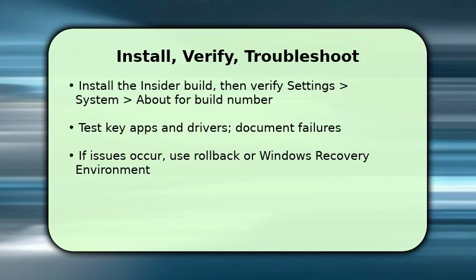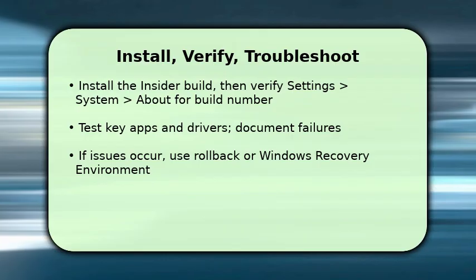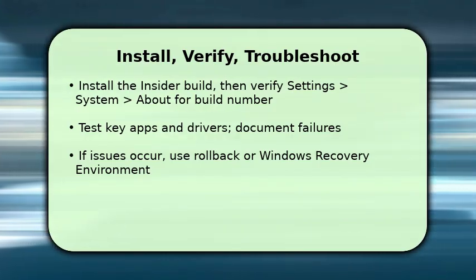Once installed, test essential apps, drivers, and peripherals. Document failures with reproductions and logs because that information speeds fixes. If something goes wrong, use the rollback option in Recovery or boot into Windows Recovery environment to restore a previous image. One key troubleshooting tip: collect logs and use Feedback Hub before rolling back to help developers address the root cause.